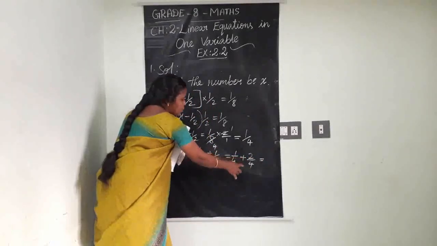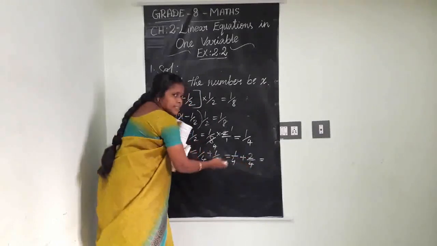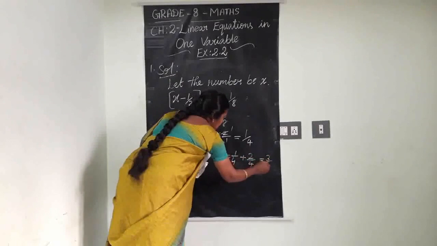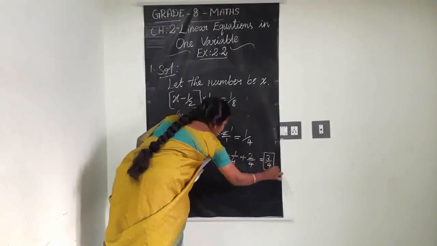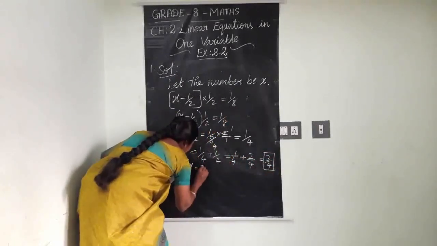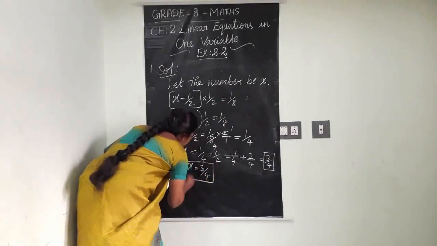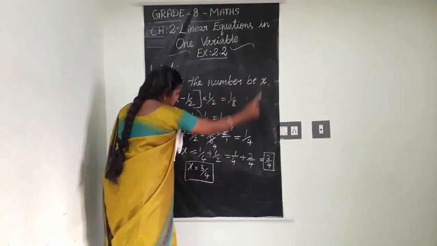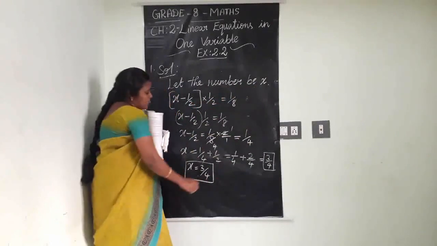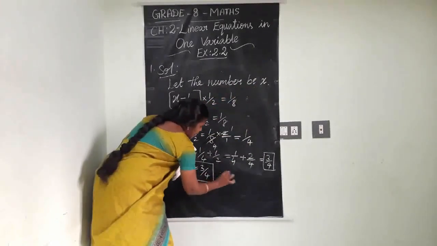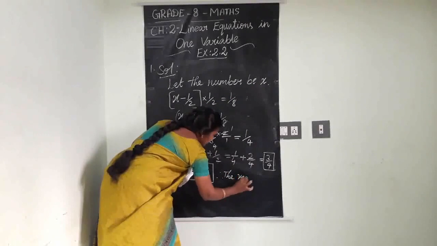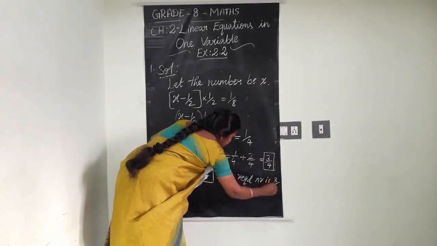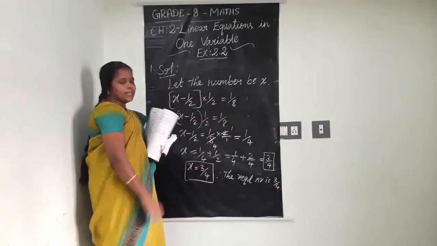1 by 4 plus 2 by 4. Addition of like fractions. Casually we can add the numerators. So 1 plus 2 is 3, giving 3 by 4. So x equal to 3 by 4. The particular number we assumed in the beginning, x, that value is 3 by 4. Therefore, the required number is 3 by 4. That's all.